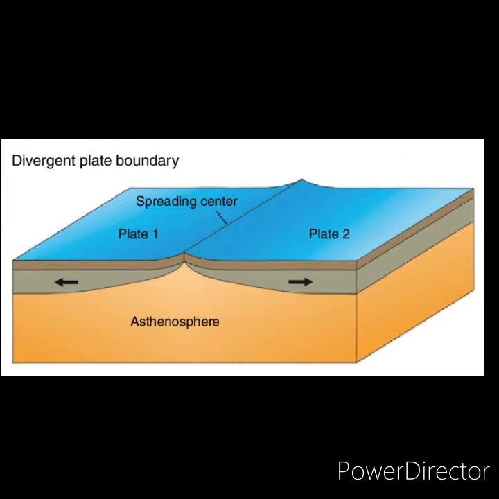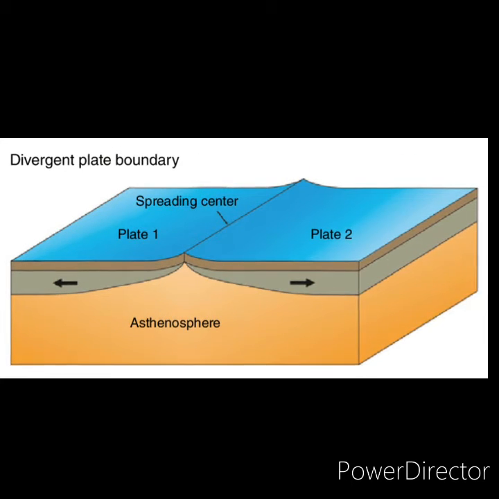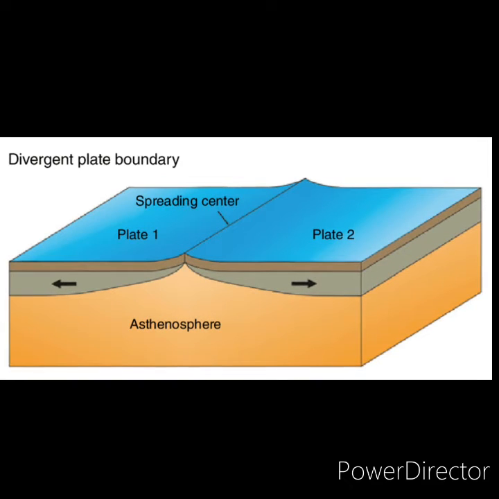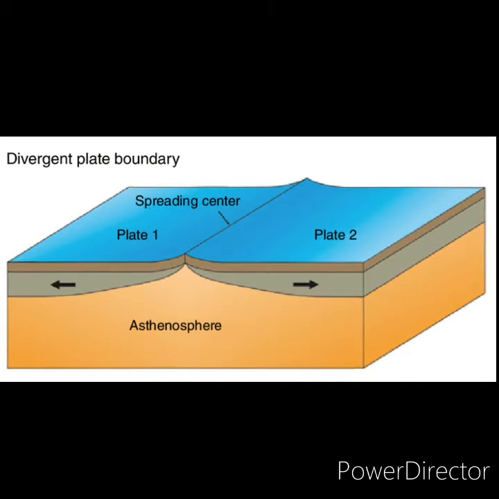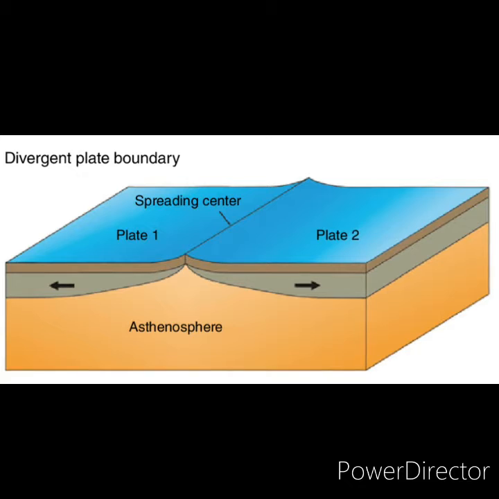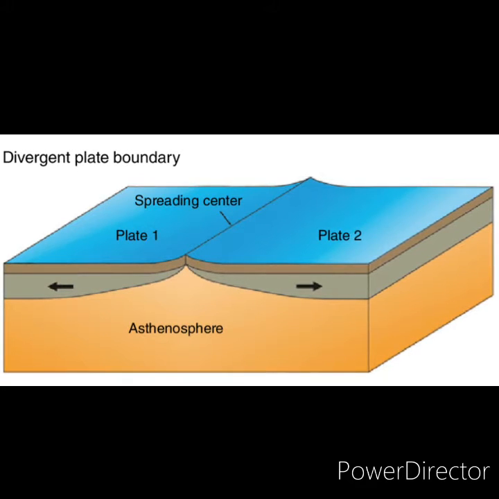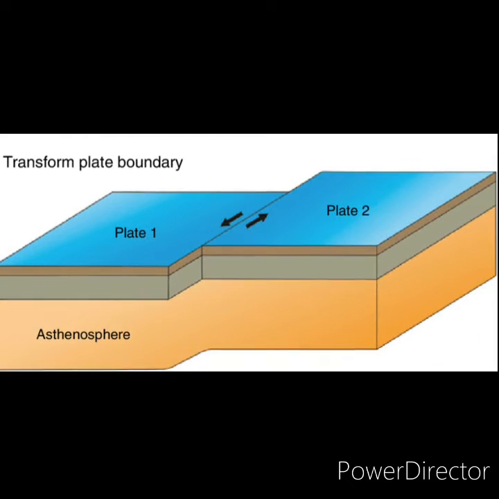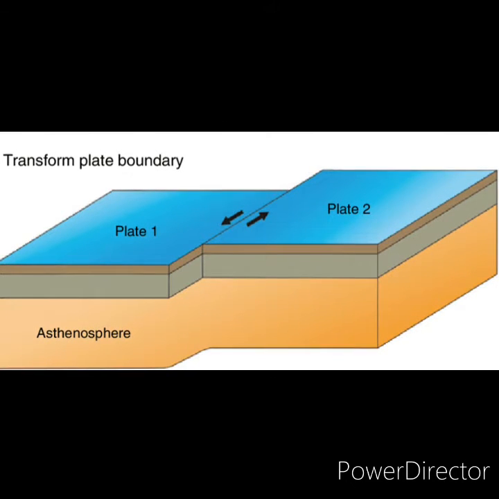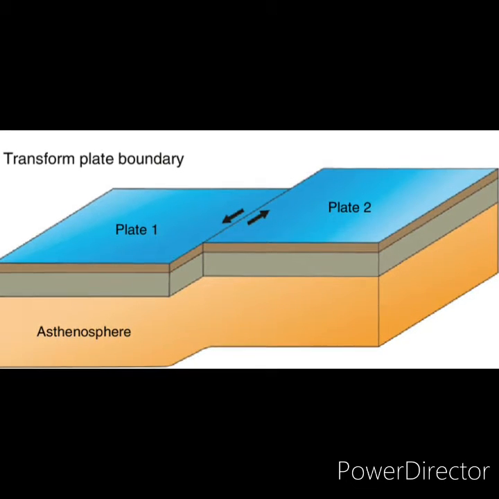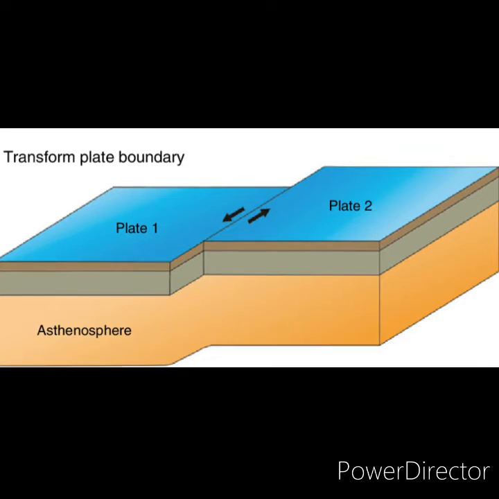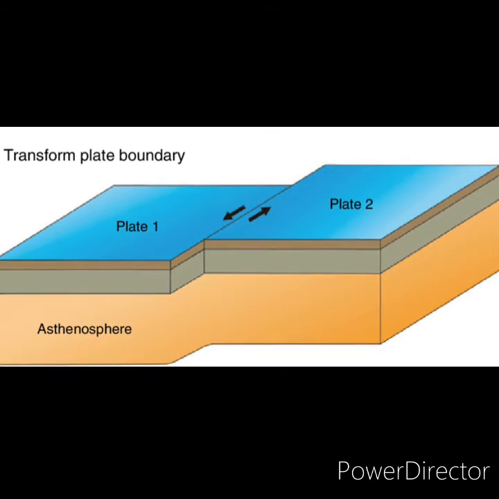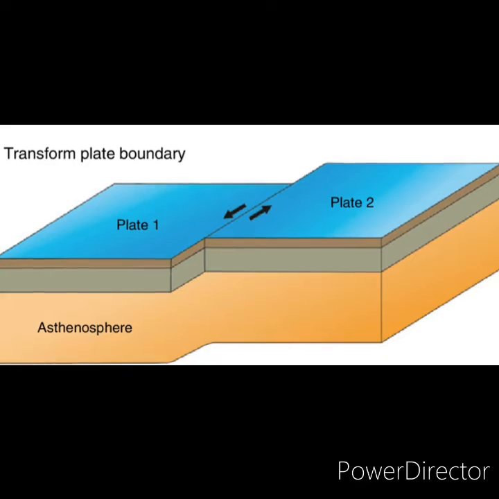Divergent boundary. Here the plates pull away from each other as magma pushes up from the mantle. For this one we may say the Atlantic ridge. Third boundary, conservative or transform boundary. Here the plates slide horizontally past each other. For example, we may say San Andreas Fault.